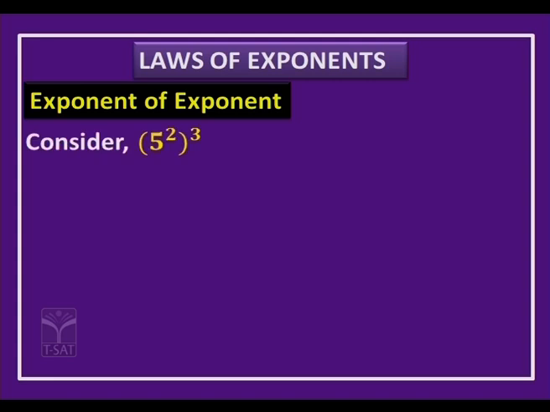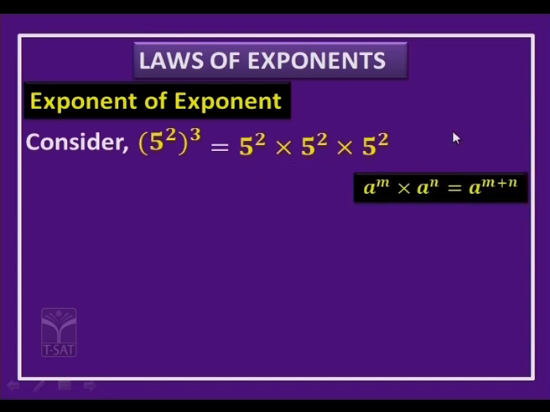Now, consider 5 square whole cube. Now, what do you mean by this, children? 5 square whole cube means 5 square is multiplied 3 times. So, within brackets we have 5 square, that means this particular thing is multiplied 3 times, 5 square into 5 square into 5 square. We have already learnt in the previous formula, that is a power m into a power n is a to the power of m plus n. Now, this is true for any number of product of expressions, children. Like for example, if you have a power m into a power n into a to the power of some p, then you get a to the power of m plus n plus p.